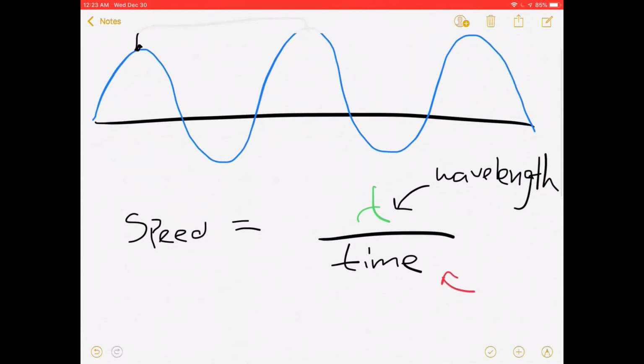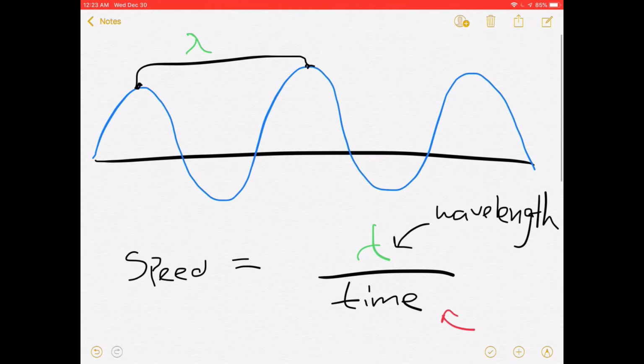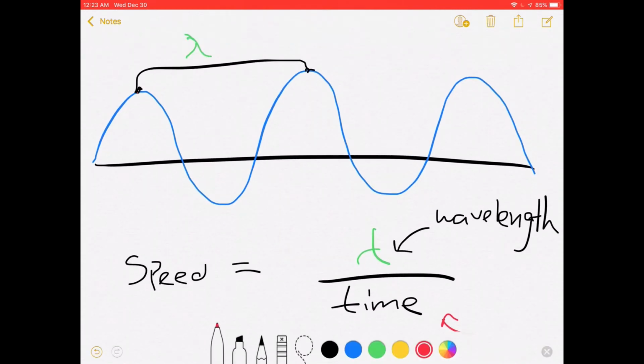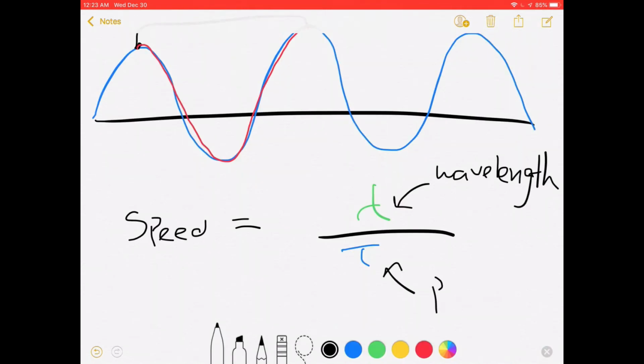Now that we have the distance in our speed equation, we need to figure out the amount of time it took to travel that distance. So, what is the amount of time that it took to go from one point to another point? What is the amount of time it took to go one cycle? Well, in our previous video, we discussed that that term was called the period, and that is replaced by the letter T. The time portion is replaced by our period.